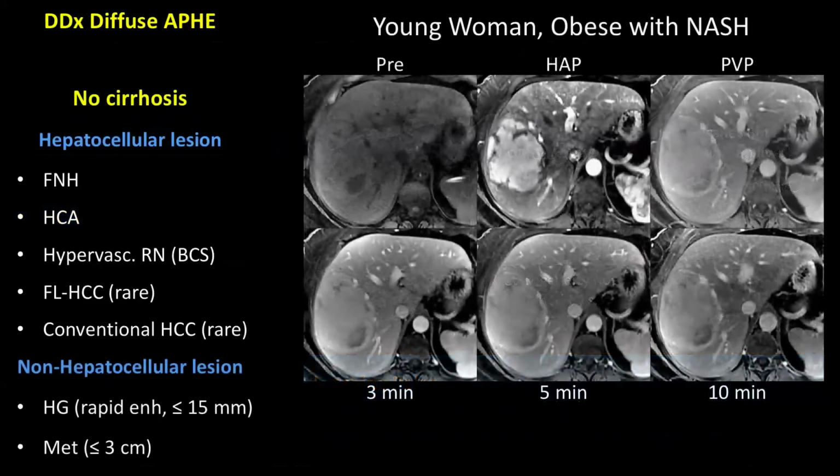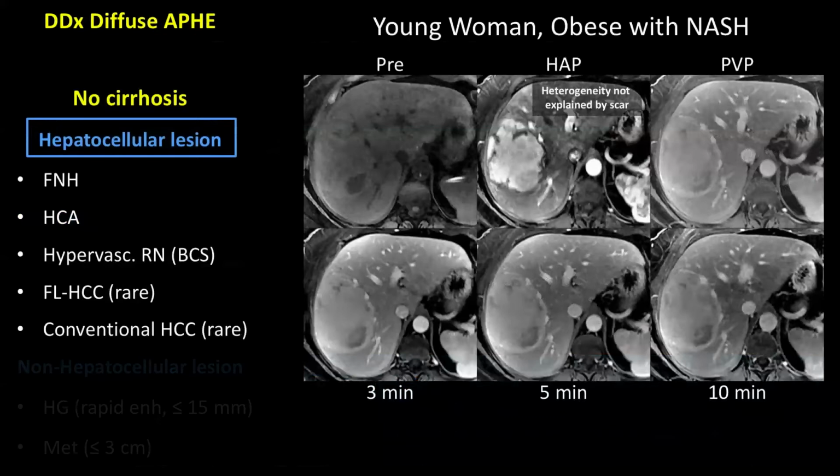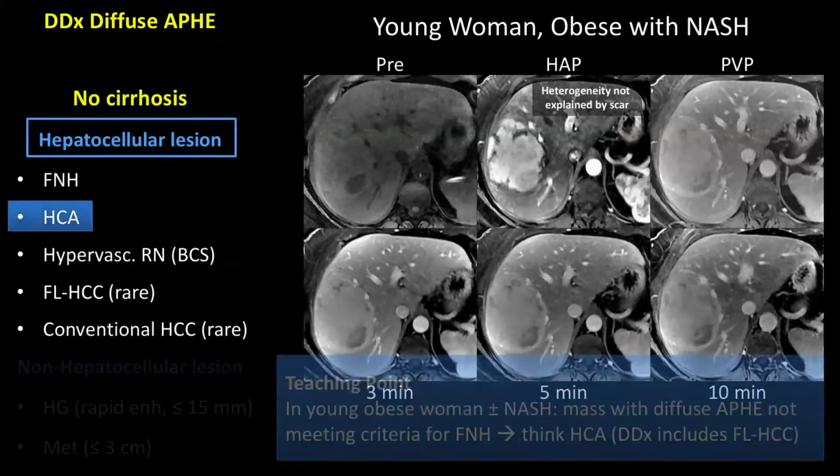This is another example of a young woman. This woman is not on oral contraceptives, but this woman is obese and she has NASH. Draw your attention to the arterial phase and notice that there's a lesion here with diffuse APHE. And this lesion is heterogeneous, but the heterogeneity is not explained by a central scar. So it's not looking good for FNH. And notice that there's an area of washout back here, which is also not good for FNH. So this is another example of an adenoma.